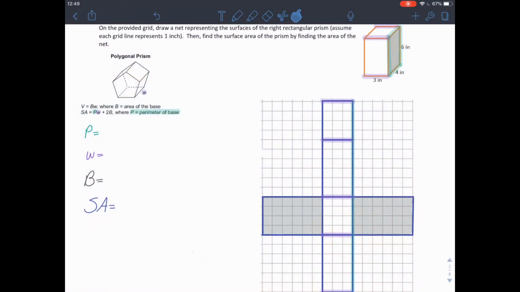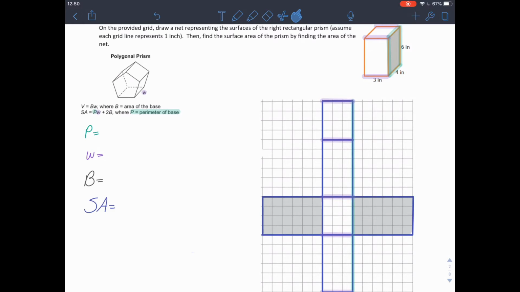So let's try to use a net and our formula to find the surface area of a rectangular prism with side lengths of 3, 4, and 6 inches. The first thing I did with this three-dimensional shape is I drew a two-dimensional net so that I could see all of the outside surfaces on my screen. In order to use my surface area formula, I need to find the perimeter, the width, which is the distance between my bases, and then the area of my base.